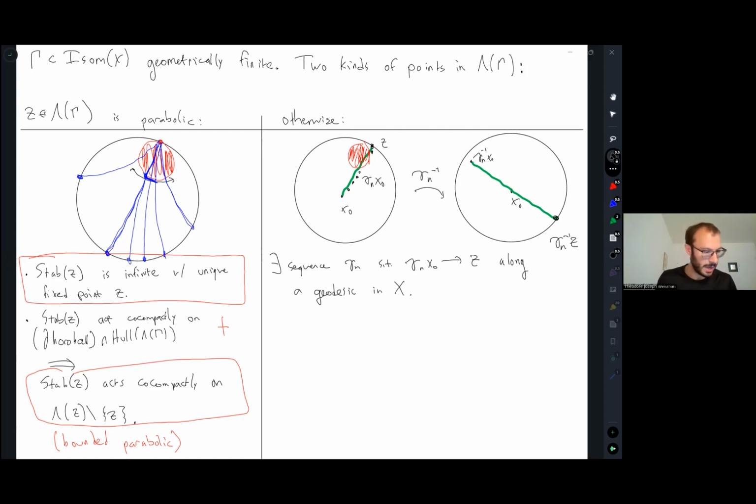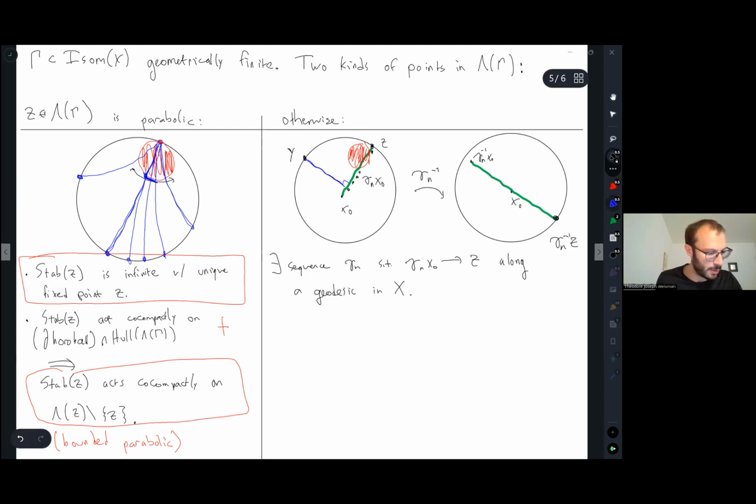And I can also think about what this group element gamma n inverse will do to any other point, say a point y, in the boundary of my space X. Well, from the perspective of X, I can think about dropping a geodesic from y, like dropping a perpendicular down from y to this geodesic here.